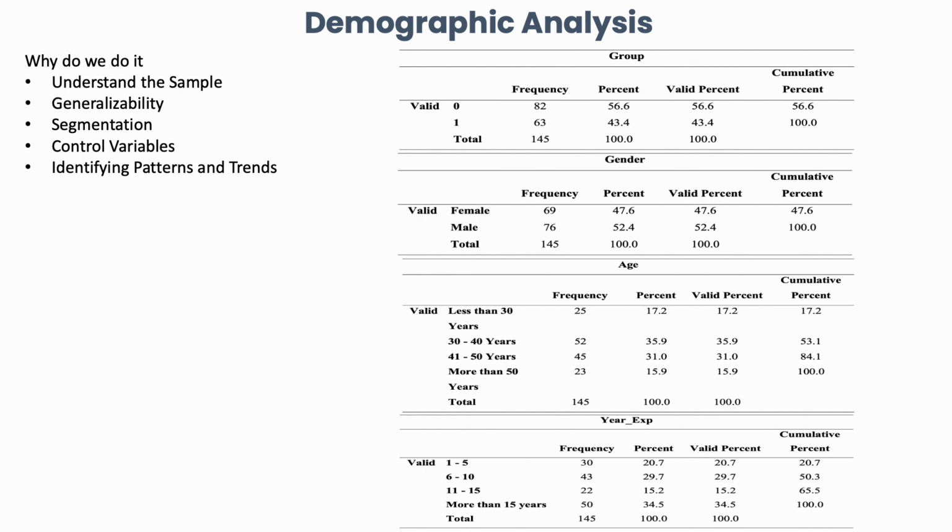This age distribution provides valuable information about the sample composition that allows us to understand the considerations based on different age groups. Now the final table is the years of experience. Based on the analysis, it was observed that from the 145 respondents, the participants were categorized based on their years of experience. 30 individuals were in the 1 to 5 years of experience, 6 to 10 years of experience were about 43, 11 to 15 around 22, and more than 15 years of experience there were about 50. Now moving on to the next slide.